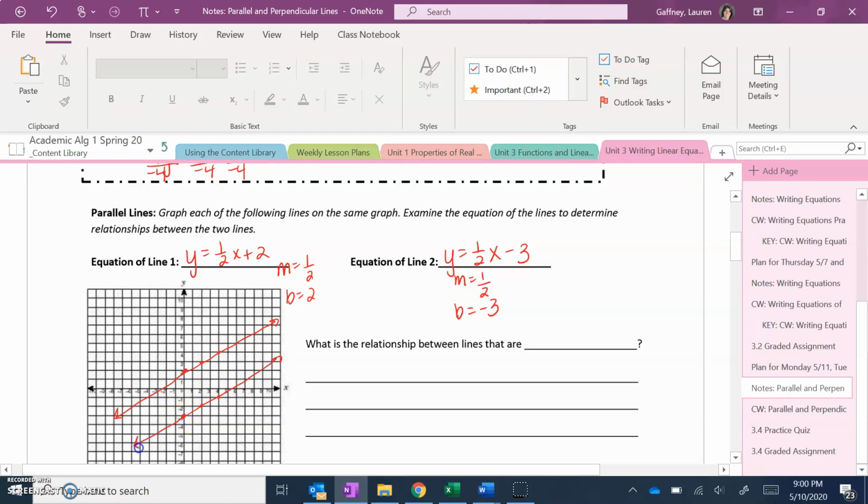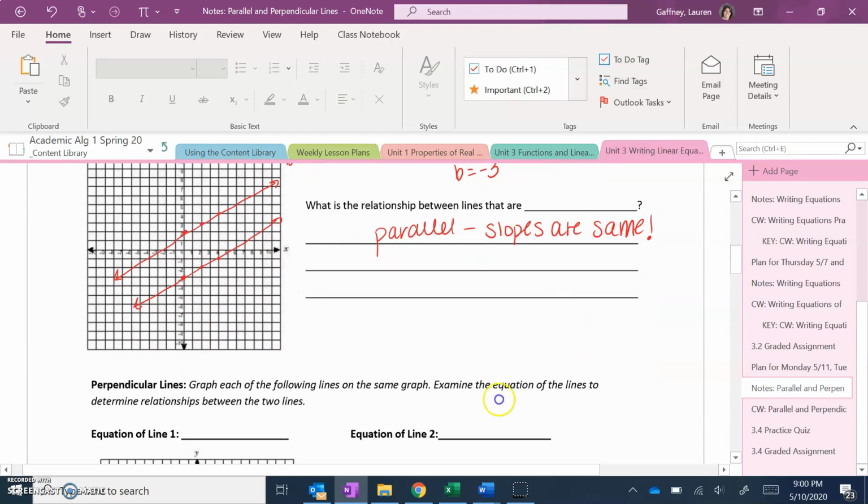So you should notice that these two lines are parallel. Okay, so the relationship between the two lines is that their slopes are the same. Now, you need them to be in slope-intercept form, though, before you can determine that their slopes are the same. So keep that in mind.